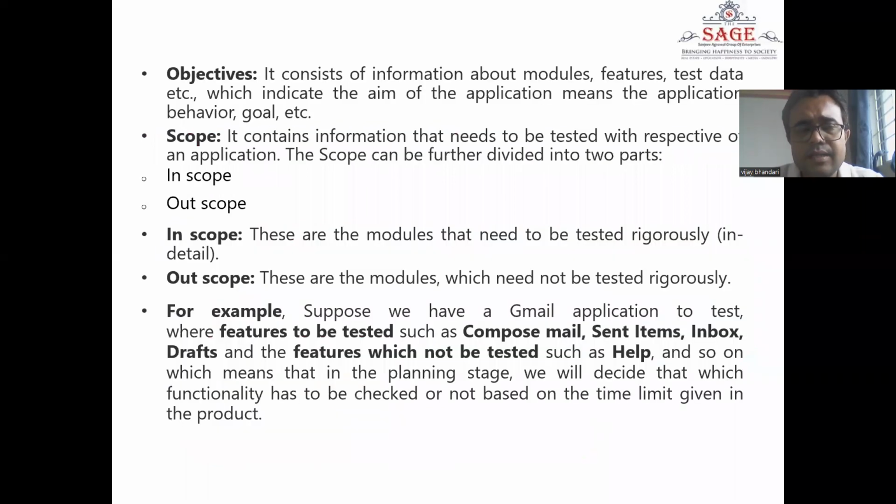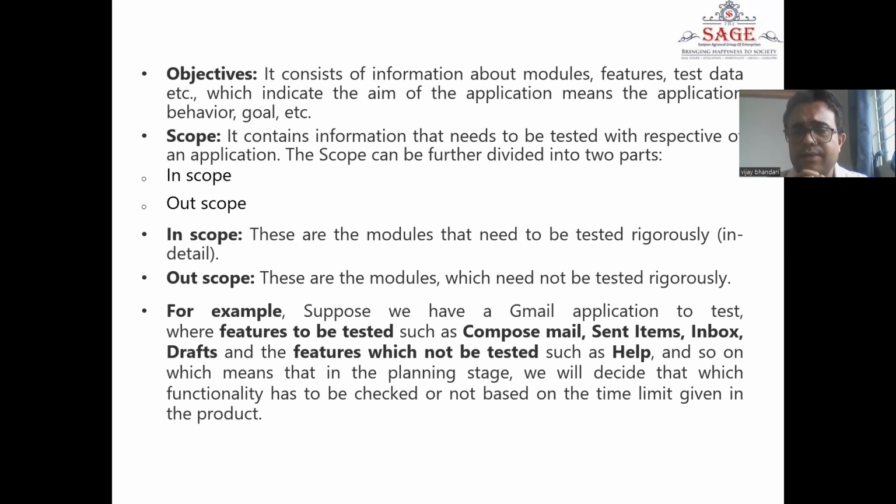Objectives. It consists of information about the modules, features, test data, and so on, which indicates the aim of the application, meaning the application's behavior and goals, and most of the goals are derived from the test plans. The scope: how do we prepare the scope? It contains information that needs to be tested with respect to an application. The scope can be further divided into two parts, out of scope and in scope. In scope are the modules that need to be tested rigorously, but out of scope are the modules which need not be tested rigorously.